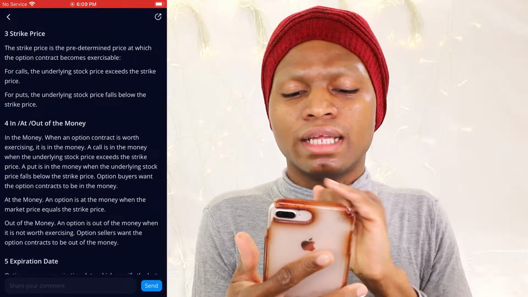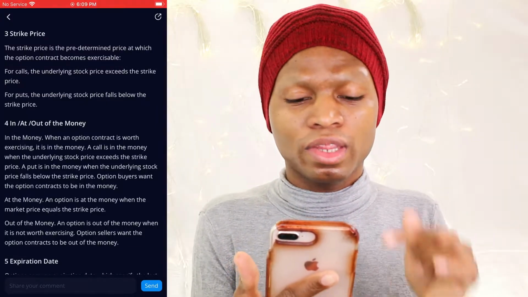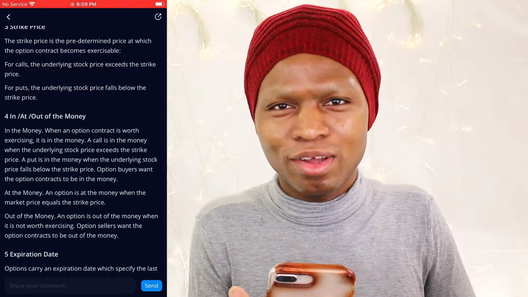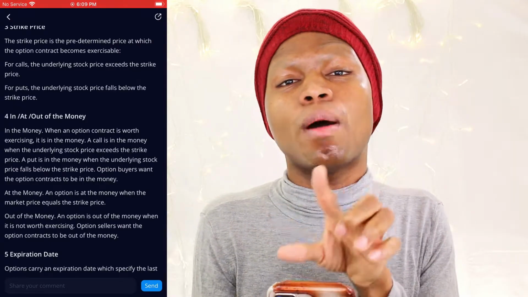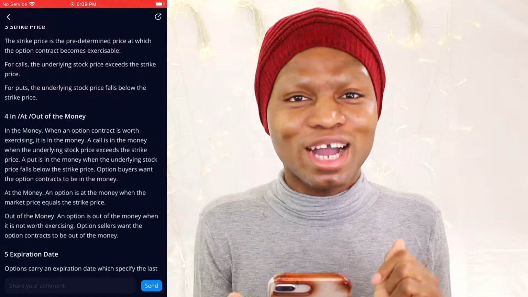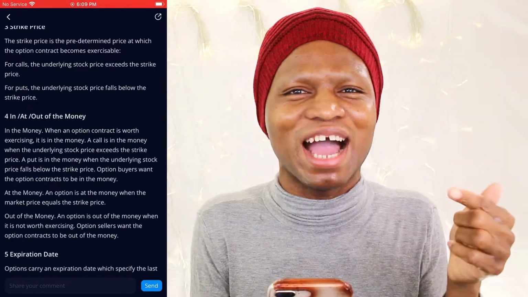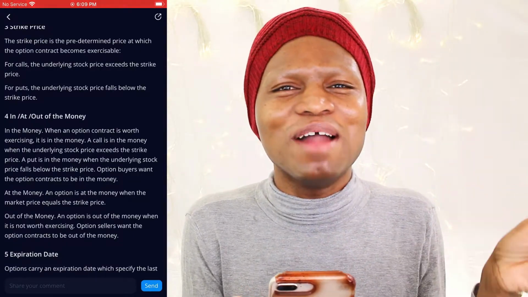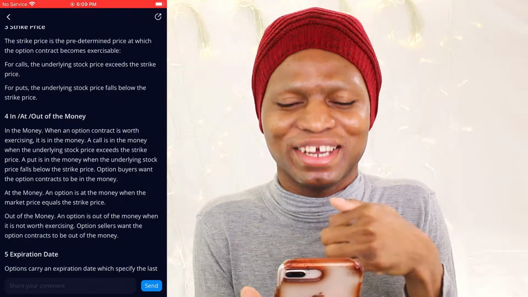Now for puts, the underlying stock price falls below. So when it falls below the strike price, done, see, it's going down. Once it falls below, that's why you're going against it. The more the stock falls, the more money you would make as the one who bought the puts. But if the stock starts going up, guess what's going to happen? You're in trouble, because now the person who sold the puts will be the one making the money, because the seller wants it out of the money and you want it in the money, okay?